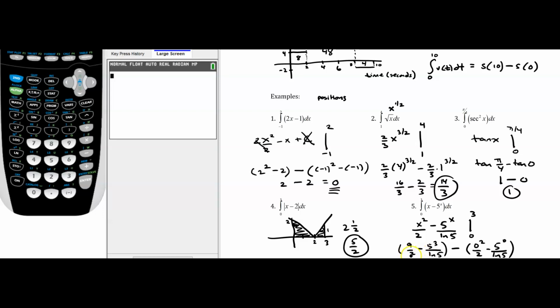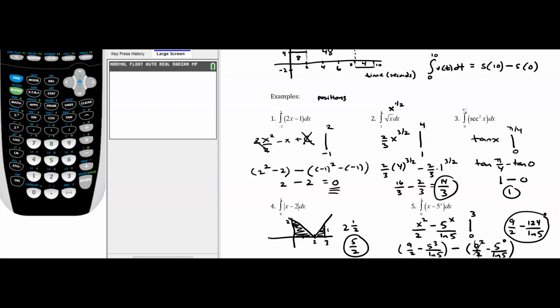We're going to get 9/2 minus 125 over the ln of 5. This goes away, and then we're going to be adding 1 over the ln of 5. So the best answer here would be 9/2 minus 124 over the ln of 5. But one thing that you can do in all of these is you can always check your answer.